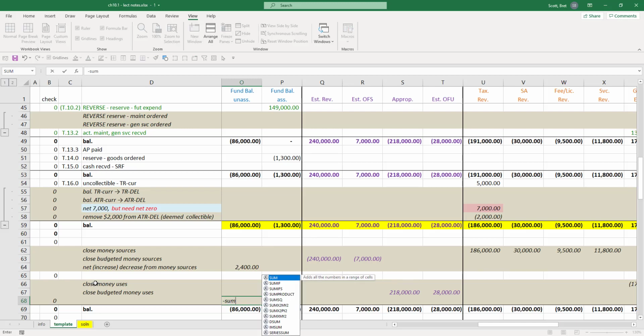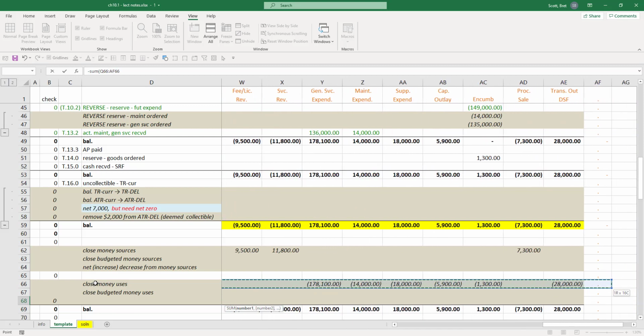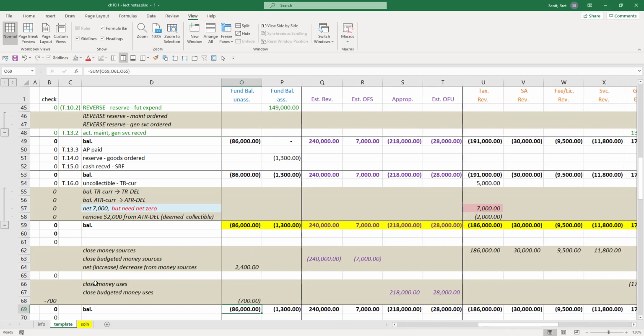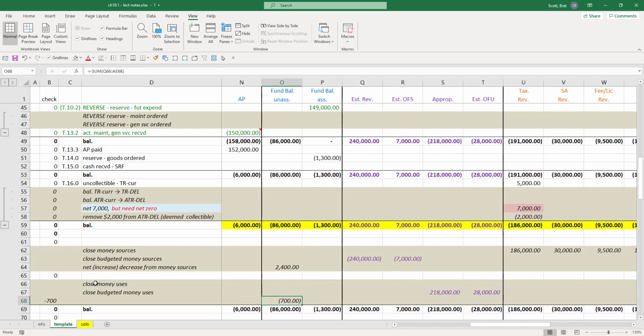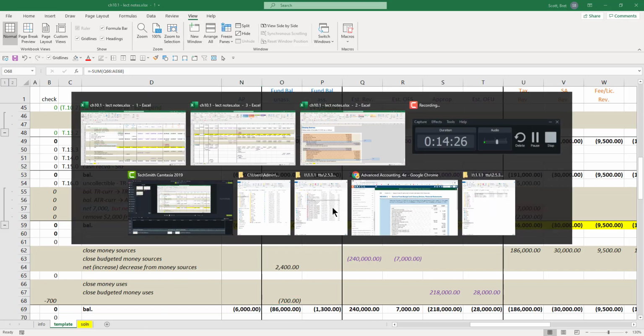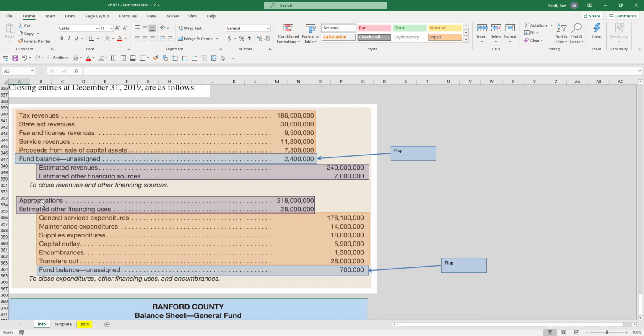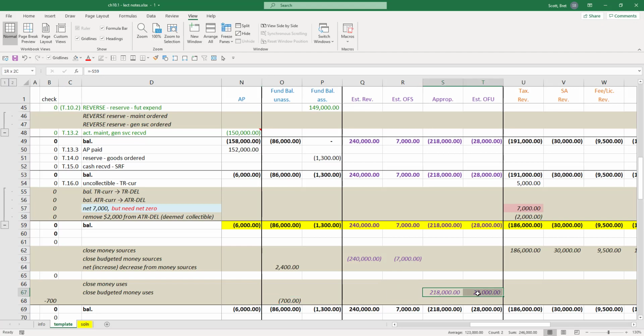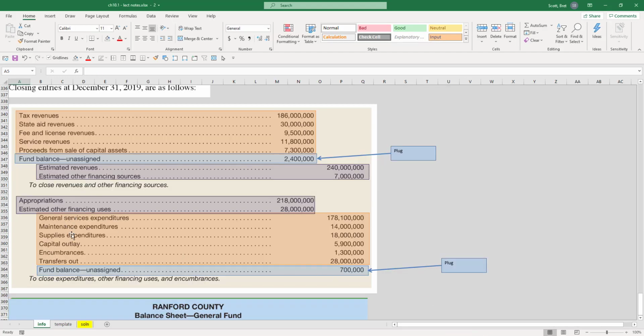So, use my quick sum formula here. Saves me some time. Boom. 700 credit is what I'm going to record for the fund balance unassigned. And we can look at the transaction here, and there it is. We debited away our appropriations and our estimated other financing uses. So there are our debits right there. We credit away all the expenditures, and we have a net credit for 700. So we're good to go.